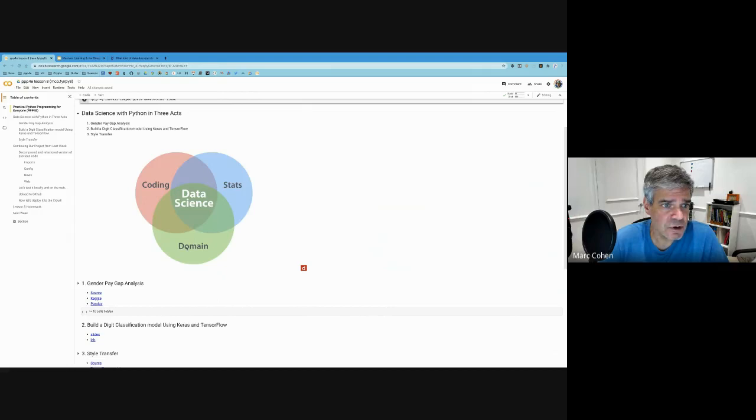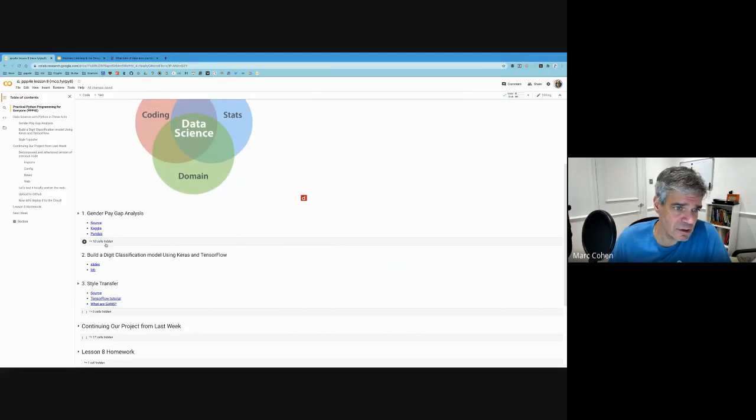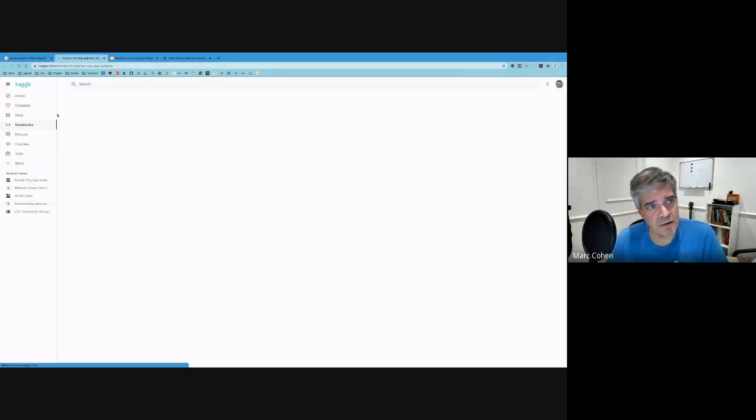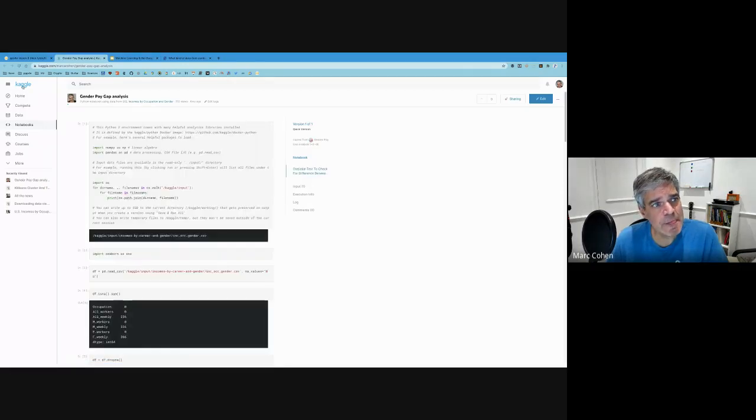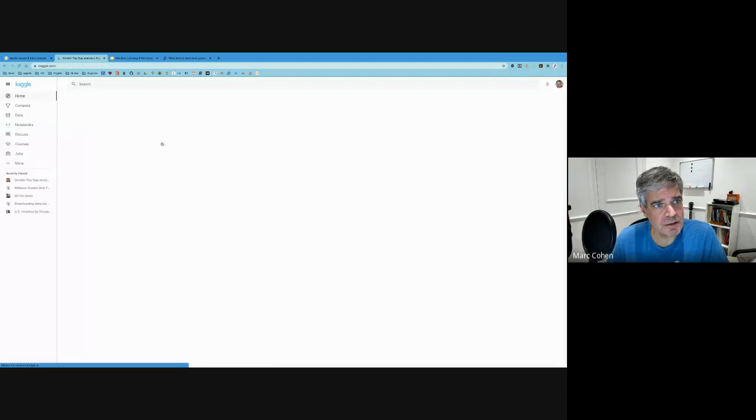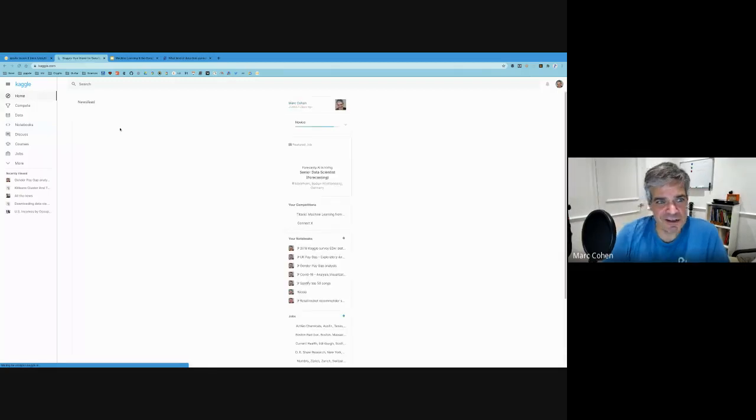So let's just walk through 3 examples of data science. The first one comes from an online site called Kaggle. If you're interested in machine learning at all, you should know about Kaggle. Kaggle is a site where basically data scientists kind of live. It's almost like Facebook for data scientists.